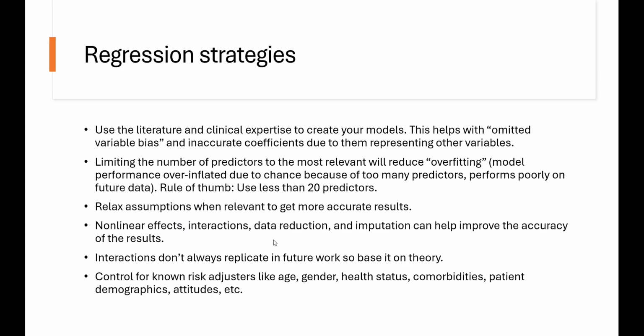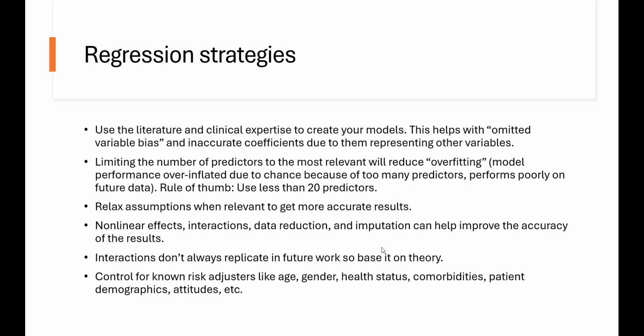Another strategy is data reduction. We can combine many similar variables into one variable. If we have 5 lab results, we can combine that into one overall score. We can do that with factor analysis or principal components analysis. And we can also use imputation to help improve the accuracy of the results.